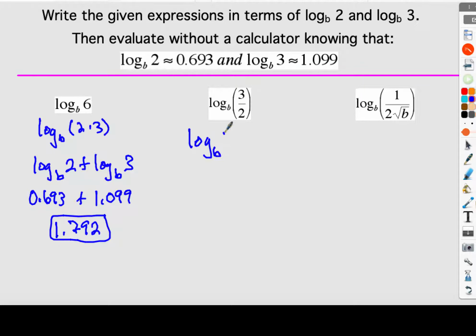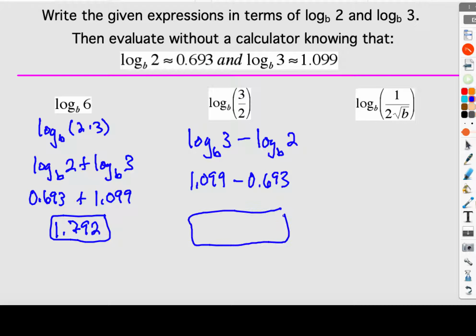Similarly, again, log base b of 3 minus log base b of 2. So again, now I'm going to take my 1.099 minus my 0.693. And again, we can just calculate those decimals. Subtraction, much easier to do, even in our heads, than calculating logarithms, right? So again, you can go ahead and find. I'm going to leave that one to you. And I'm going to move along just a little quicker here.